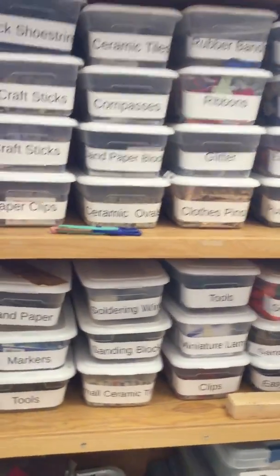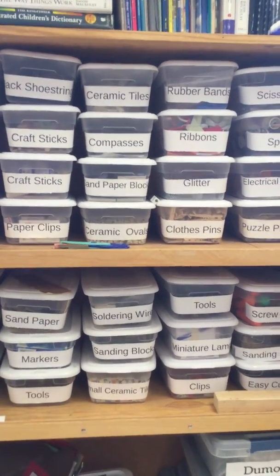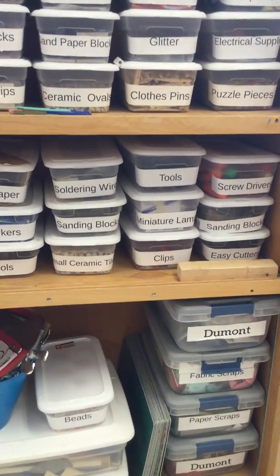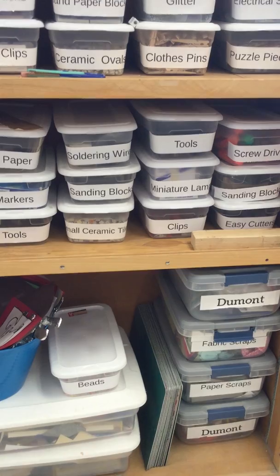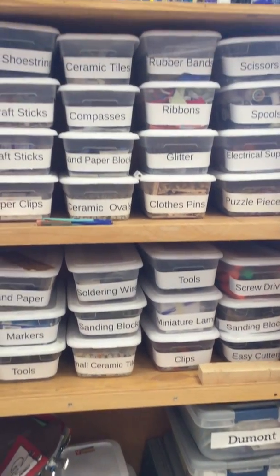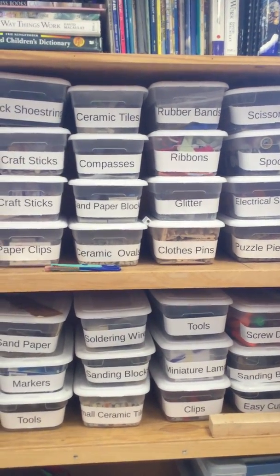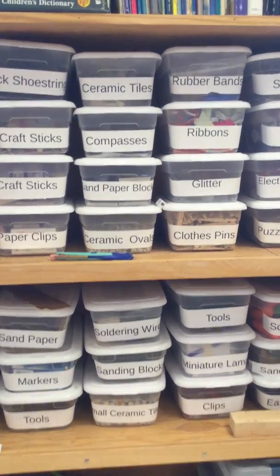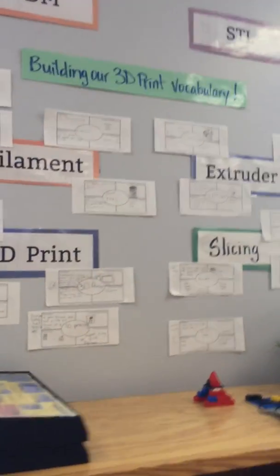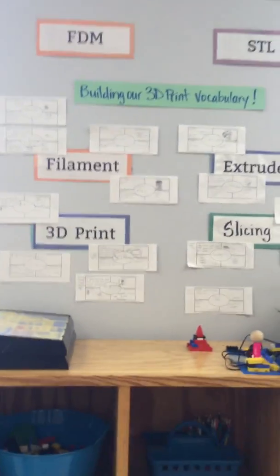Cool. So this is just a shelf of tools. I feel like it's important to label everything in my classroom. It's easy to find, and it just helps kids, again, clarify what words look like and sound like and where to find things. And they use these also in their writing to refer to tools that they use in their projects. This is my 3D printing word wall.